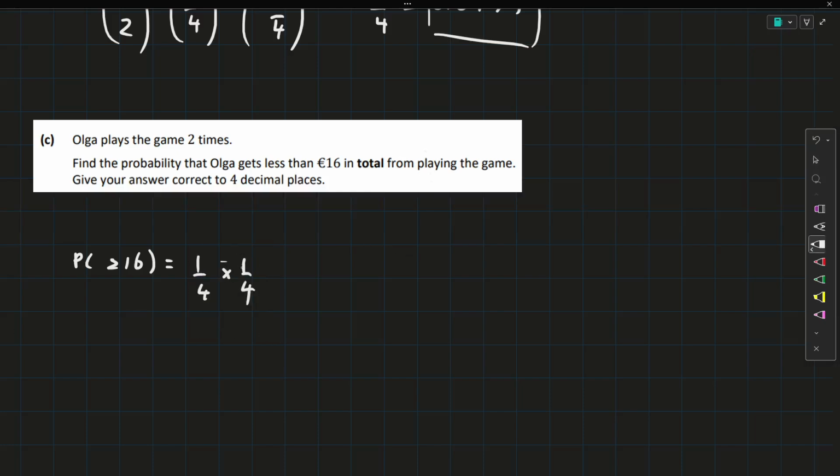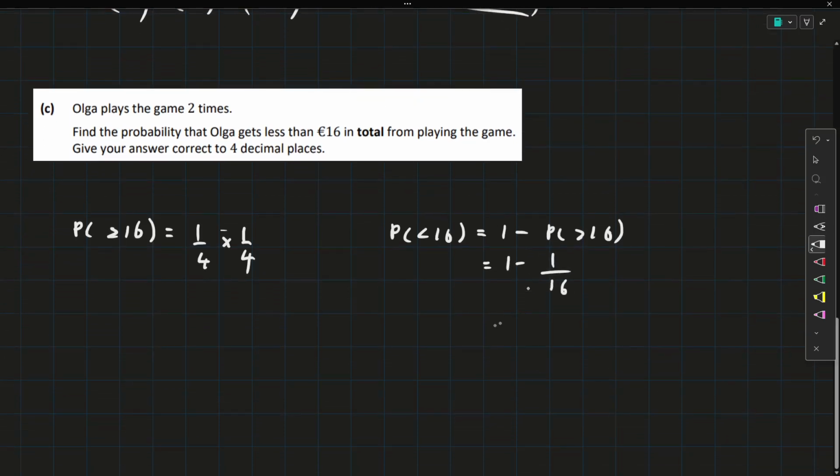So then, this is the probability of getting more than 16. So then the probability of getting less than 16, well, it's like the opposite thing. So it's 1 minus the probability of getting more than 16. Because if this is all the ways that we can get more than 16, well, then all the other ways are the ways of getting less than 16. So that's why it's 1 minus, because 1 is all the ways. So another way of thinking about it is the probability of getting less than 16 plus the probability of getting more than 16, if you bring it to the other side, should be equal to 1. So anyway, that's just a different way of thinking about it. And that'll be 1 over 4 times 4, which is 16. So then what you'll get as your answer is 15 over 16.